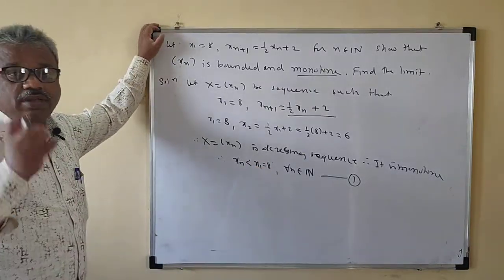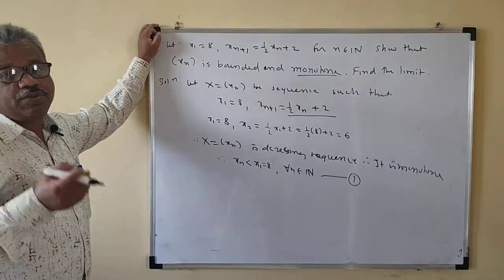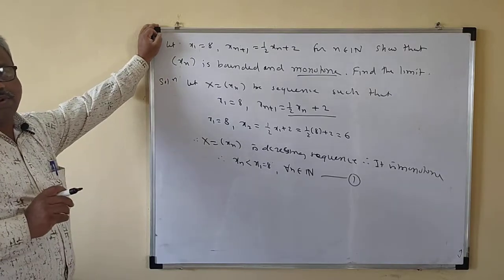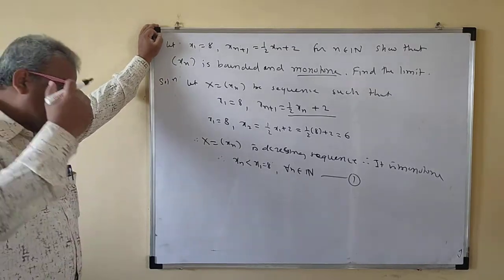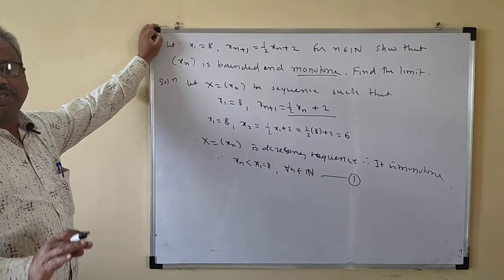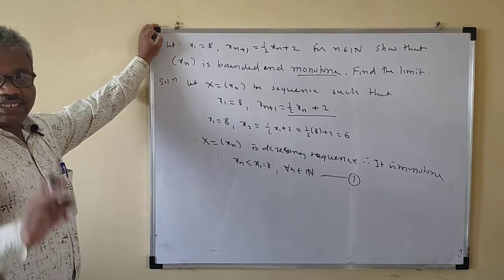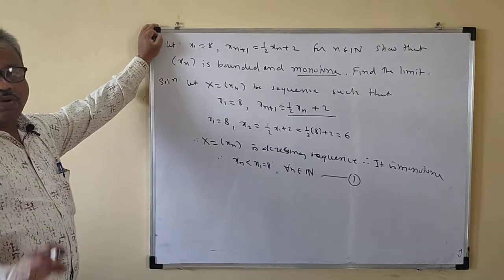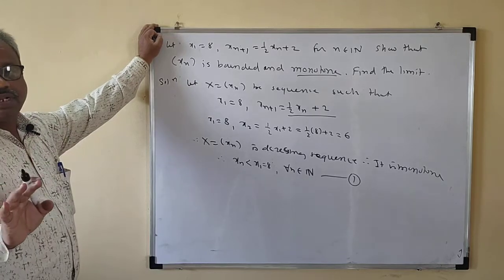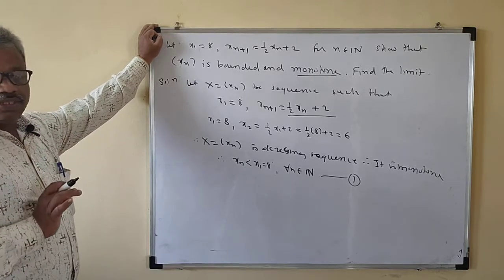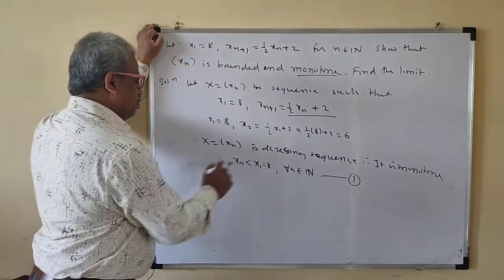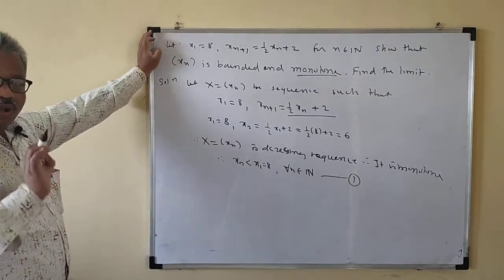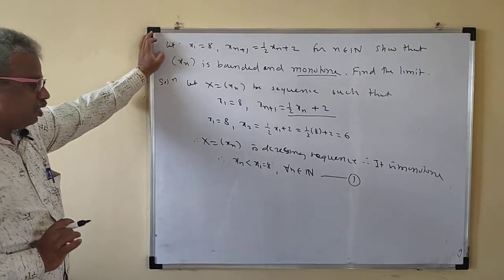So what we have to prove? It is bounded. That means we have to prove it has a lower bound and it has the upper bound. So this is the decreasing sequence. Automatically the decreasing sequence is always bounded above. Your first term is nothing but the upper bound of the set. Okay. So this is the upper bound. So now we'll prove it is bounded below now.